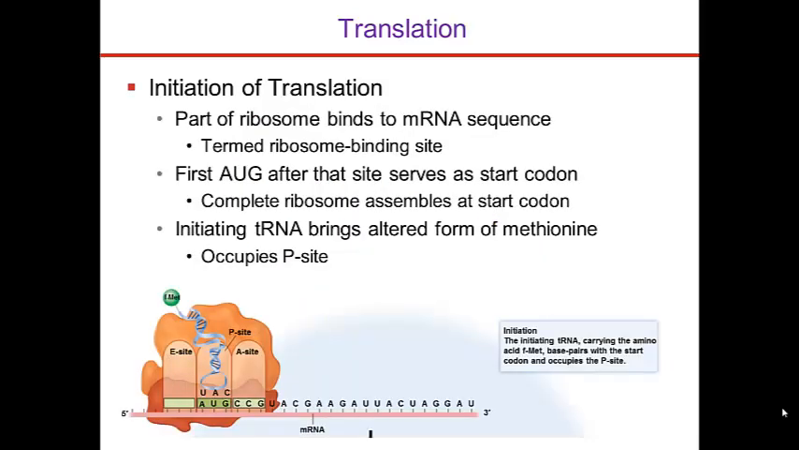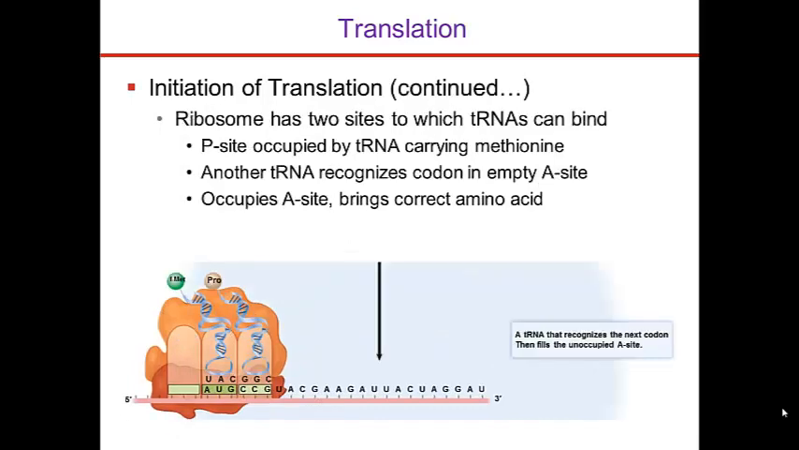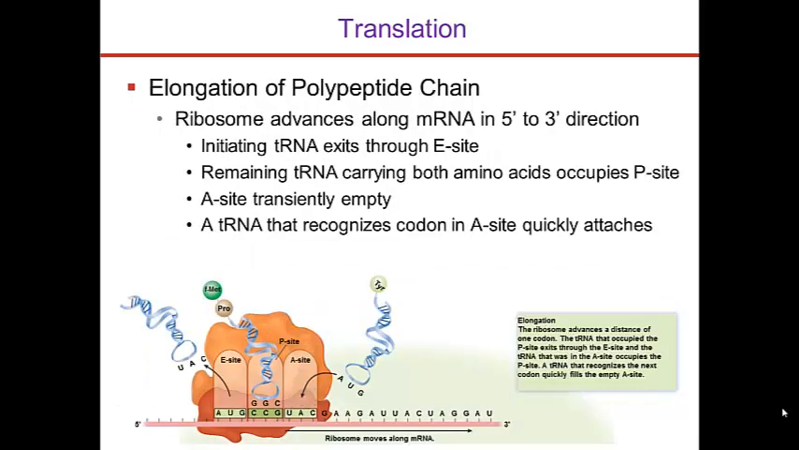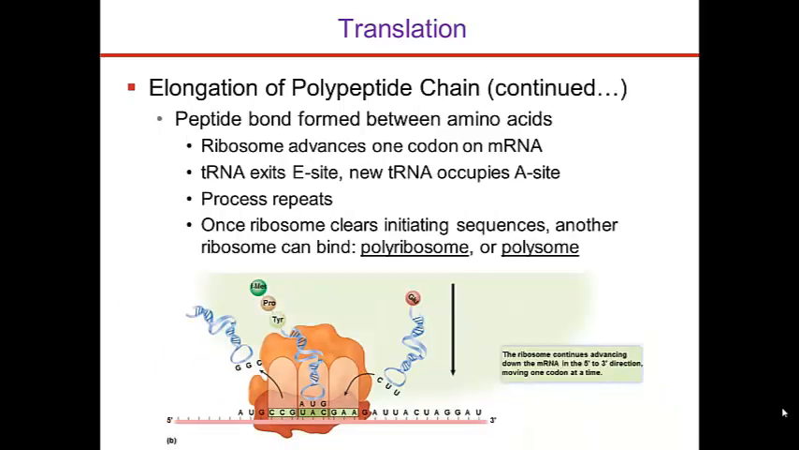AUG begins the chain. Diffusion and hydrogen bonds are the keys. The ribosome links the successive amino acids via peptide bonds. The ribosome moves along the messenger RNA in the 5' to 3' direction. And the process continues, elongating the specified protein.